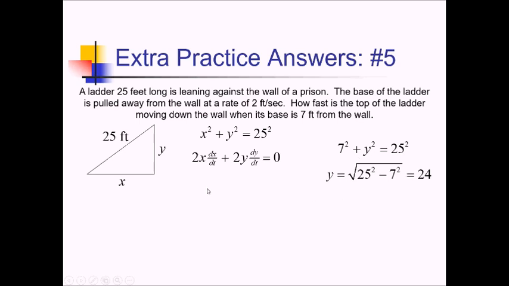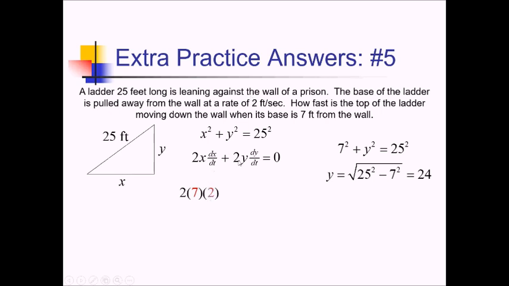And then plugging everything back in, we said that the x value here at this point in time was 7. So we have 2 times 7. dx over dt, well, that's how fast the ladder is moving away from the wall. It's how fast x is growing as that ladder pulls away. They said that was a rate of 2 feet per second, so that's going to be a 2.